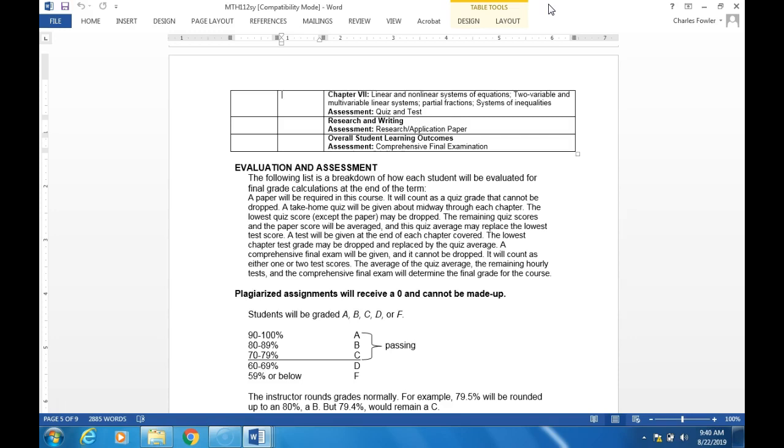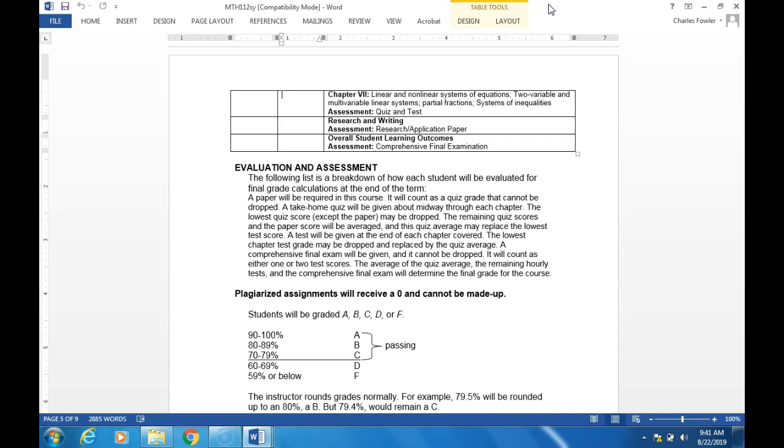Okay. There is a research paper, and we'll do that, and that will assess your research and writing. And it's a really easy thing. It's not a major thing. Your overall student learning outcomes will be assessed by a comprehensive final exam, meaning it's covering everything we did in the course, okay, so it's not droppable. So don't come to me saying, I have an A on my test, can I drop the final? No, okay? The final is how we assess whether you can put it all together.